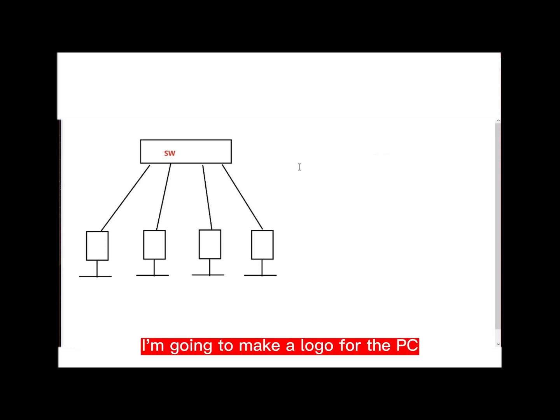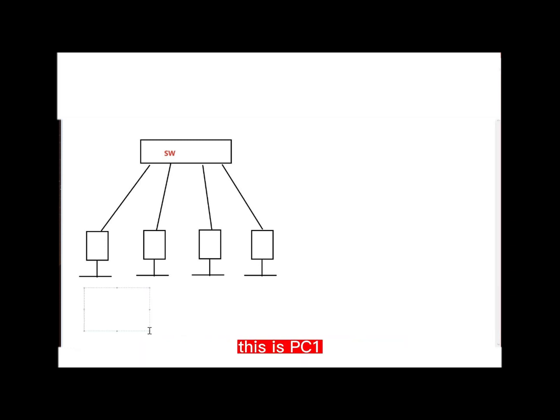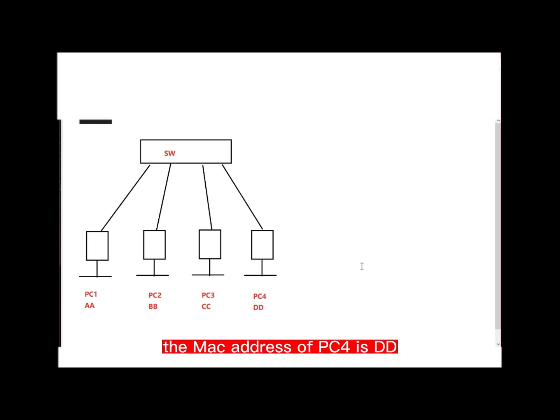I'm going to make a logo for the PC. This is PC1. The MAC address of PC1 is AA. This is PC2. The MAC address of PC2 is BB. This is PC3. The MAC address of PC3 is CC. This is PC4. The MAC address of PC4 is DD. Let's simulate data sending now.